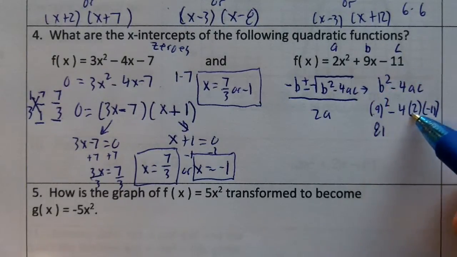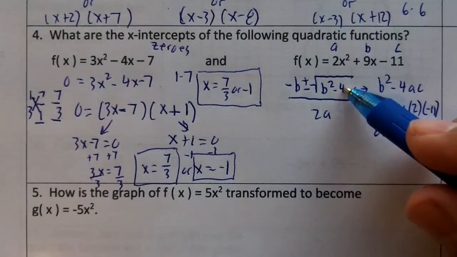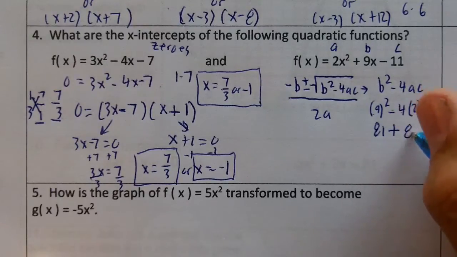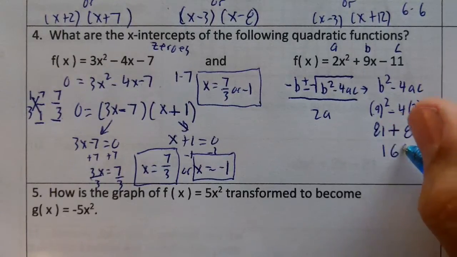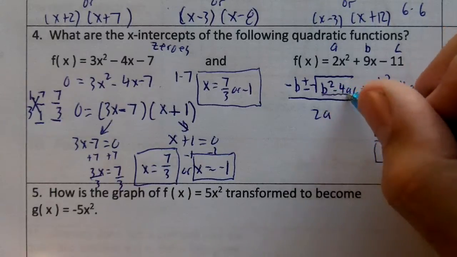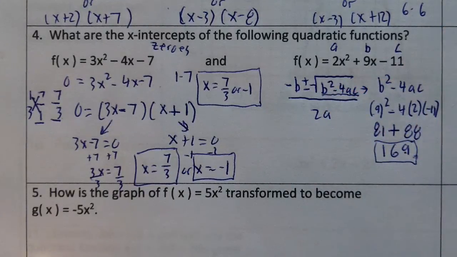I would just punch this in the calculator since you have a calculator. Remember, we're getting the discriminant, aren't we? Which is the number inside the square root. A negative times a negative is a positive. 4 times 2 is 8. And 8 times 11 is 88. And if you add this up, you get 169. That means we're going to get 2 roots, aren't we? Because the discriminant is positive. So I'm going to replace the b squared minus 4ac with 169.